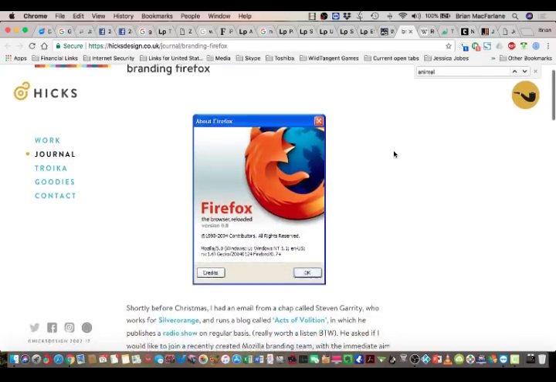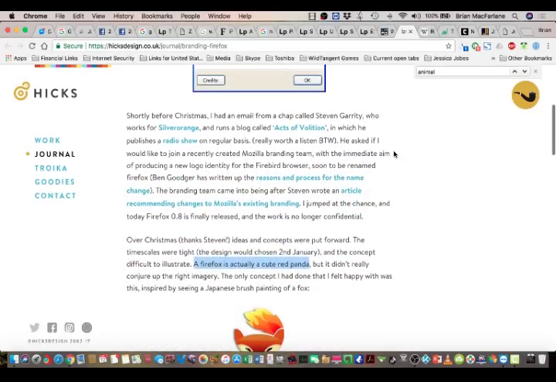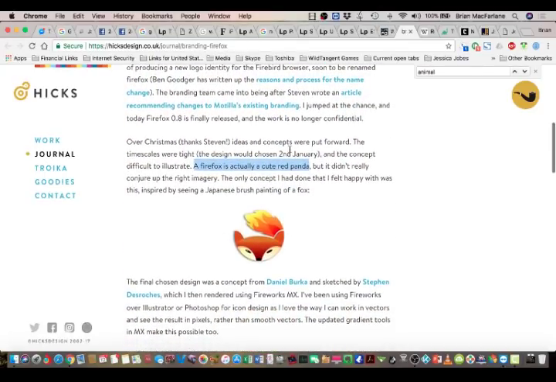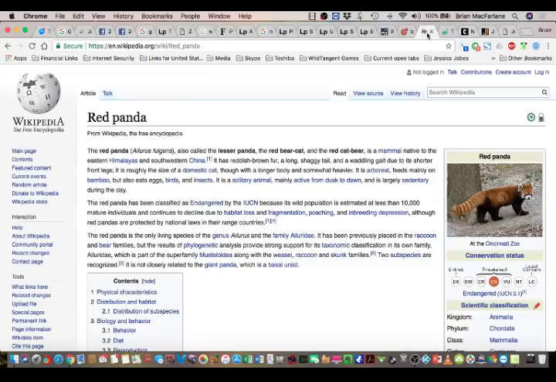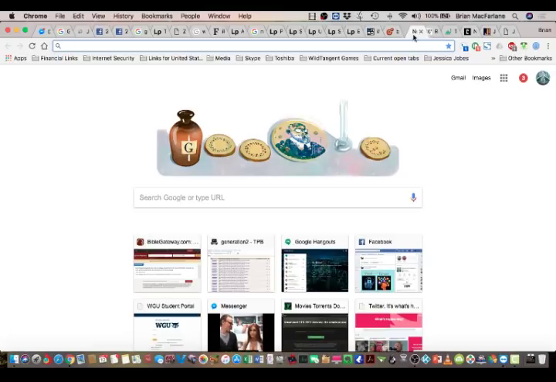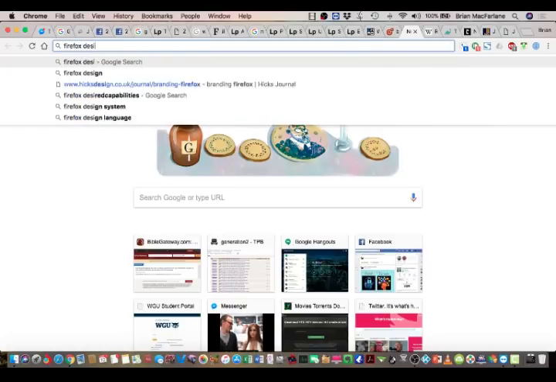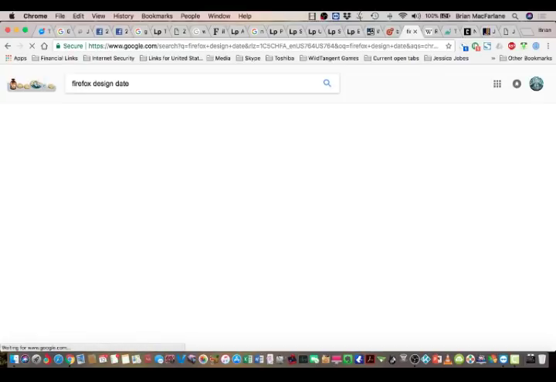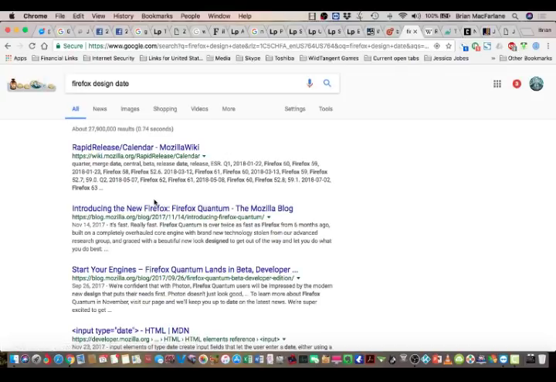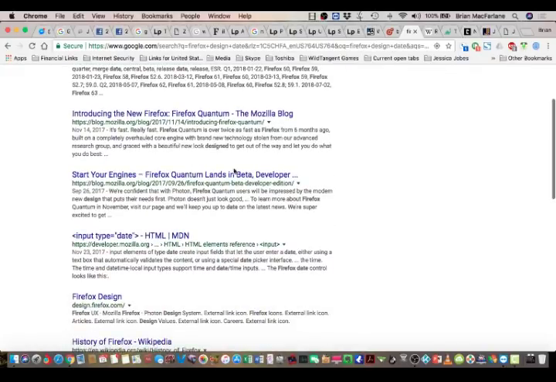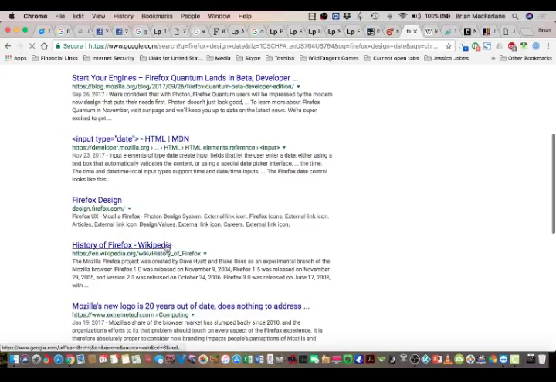Trying to see when that was actually designed. It says 2nd January, but it doesn't give a specific date. I can look that up in just a second here, guys. Hold on. I just want to make sure we get all the information we can. Firefox design. History of Firefox. There we go.